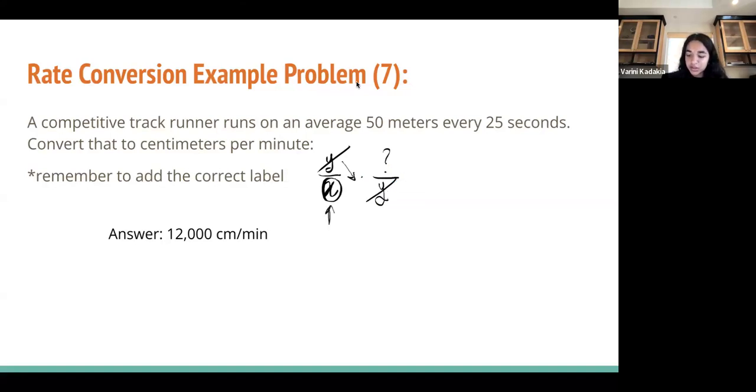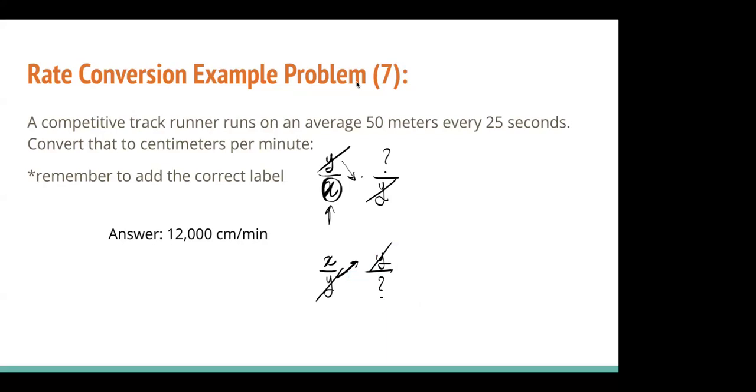And the same thing applies if y is on the bottom. If I have x over y and I only want to find in terms of x units, I'd put the y across, so I get y over something, and so I'm able to cancel the y's. Does that make sense?